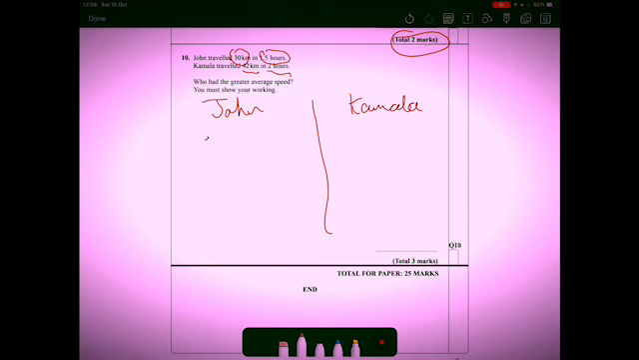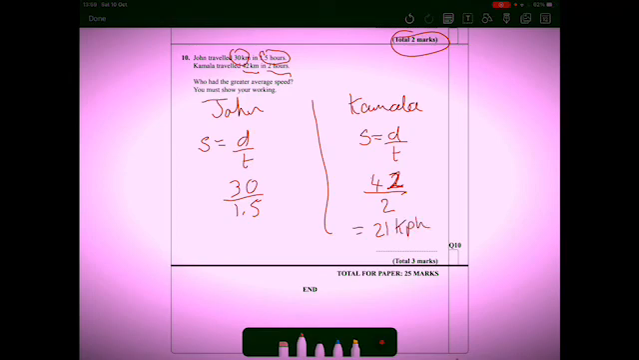So if we're talking about speed, we've got speed equals distance over time. Bit of basic rudimentary physics here. And therefore we have 30 divided by 1.5 versus 42 divided by 2. Sorry, 42. That one I can do in my head. That's going to be 21 kph. And 30 divided by 1.5 is going to be 20 kph.